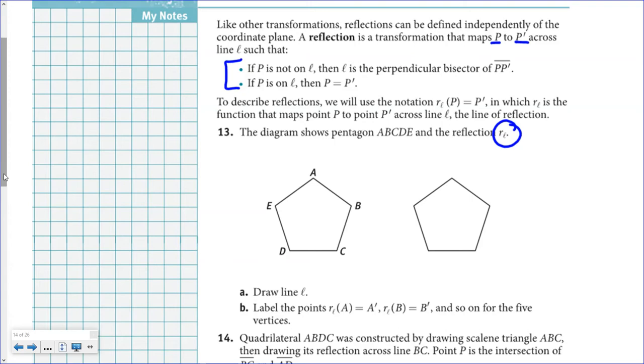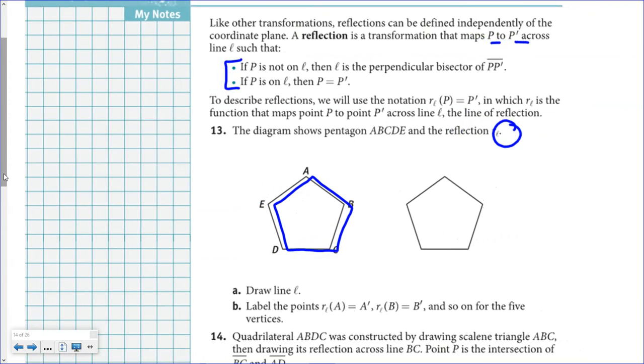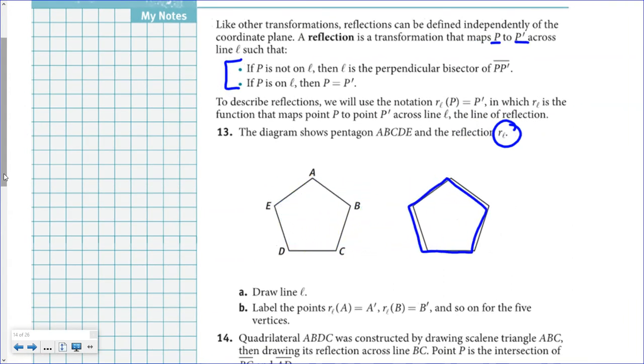So number 13 says that we are taking the pentagon and we are reflecting it. So yes, we could take the figure and we could just slide it over. But that is not what we are doing. We are not sliding it. That is one way to move the pentagon, but they want it to be reflected. And so we are reflecting it across a line that is somewhere in between the figures.